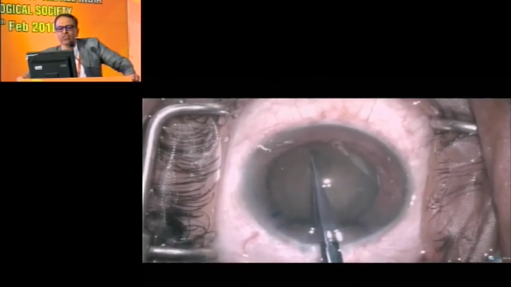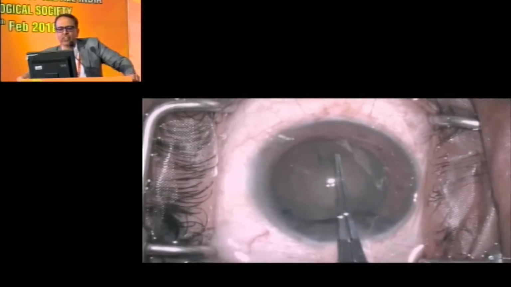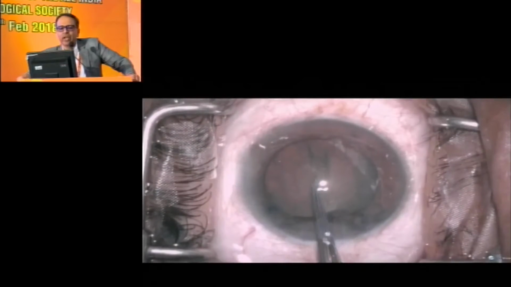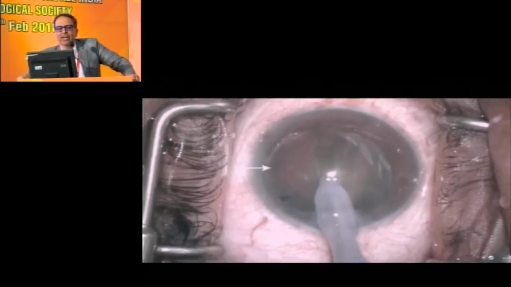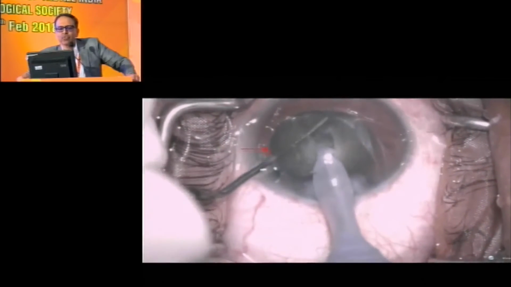Now this is a video wherein the resident is trying to enlarge the capsulorhexis. Eventually, there's an anterior capsular tear. You can see the flap fluttering. He's going on with his routine technique, but in an effort to divide, the flap stops fluttering.